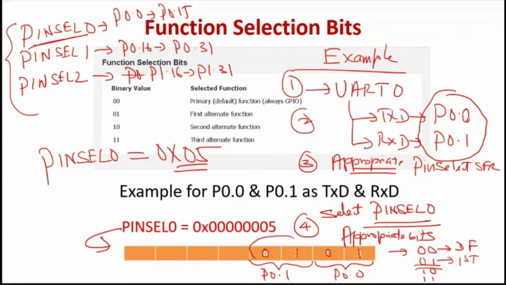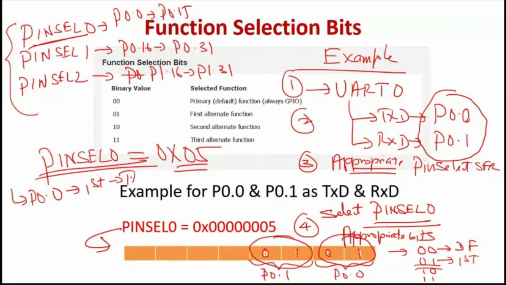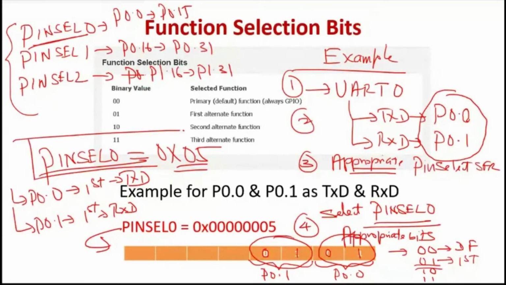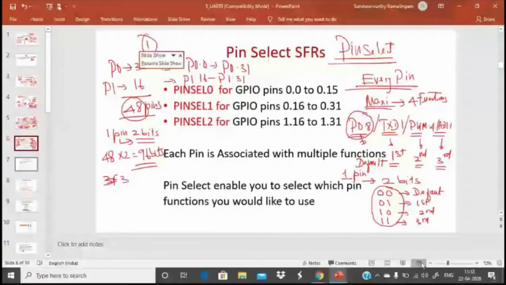So the first 2 bits are set to 0, 1. The next 2 bits are set to 0, 1. Putting pin select 0 equal to 0x05 means port 0.0 is configured as the first special function, which is transmit data. Port 0.1 is set again to the first special function, which is receive data. So have you understood why I put pin select 0 equal to hexadecimal 0x05? All of you?